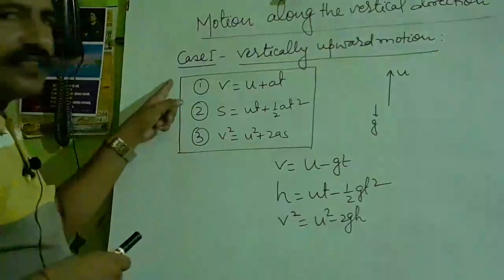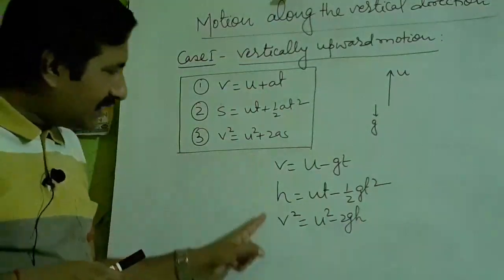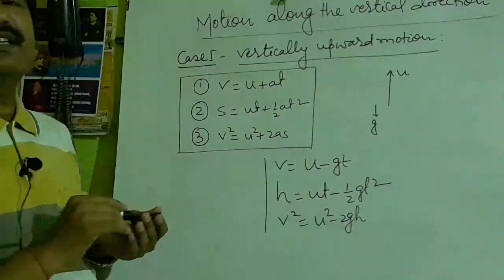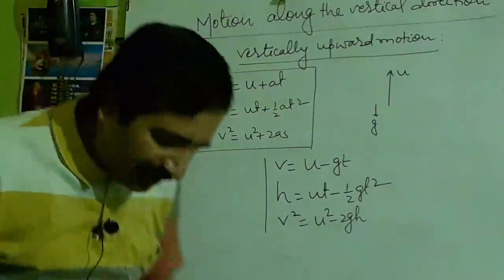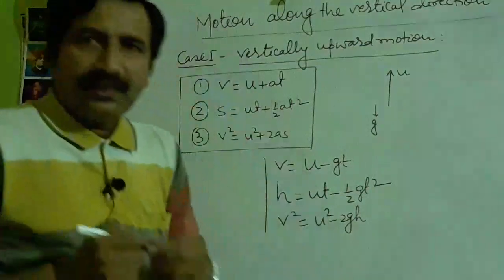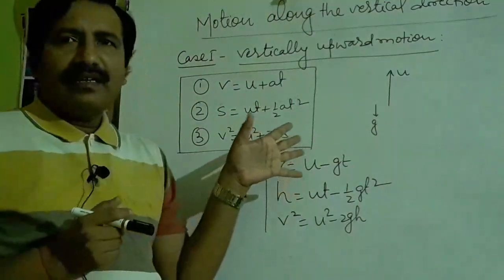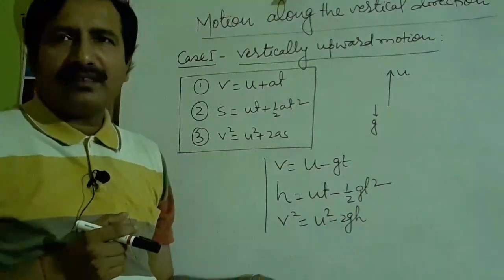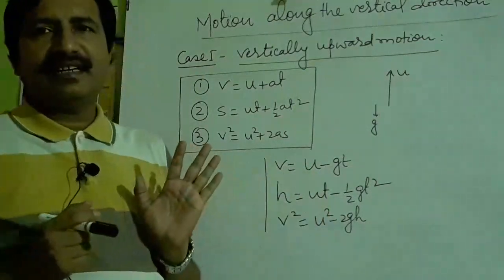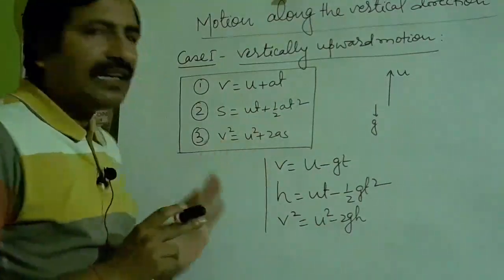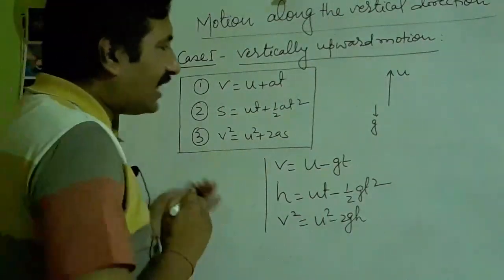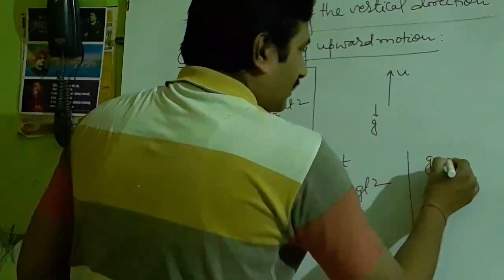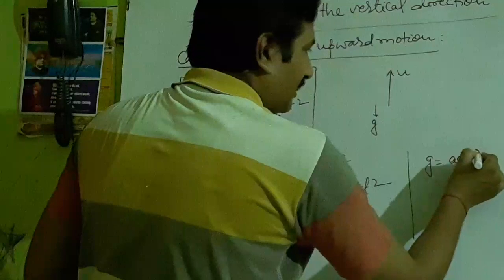So these three equations will be used for a particle thrown vertically upward with initial velocity u and uniform gravitational force is acting downward. So acceleration due to gravity is acting downwards. So g is taken as negative. Is it clear? So these are the equations. Now see value of g. Here g is equal to acceleration due to gravity.